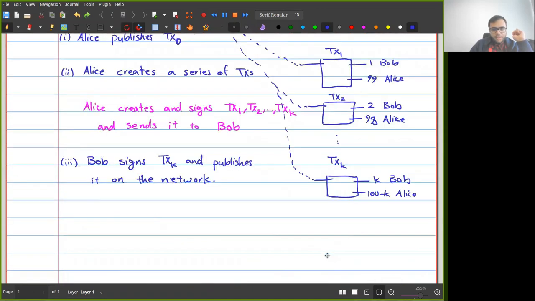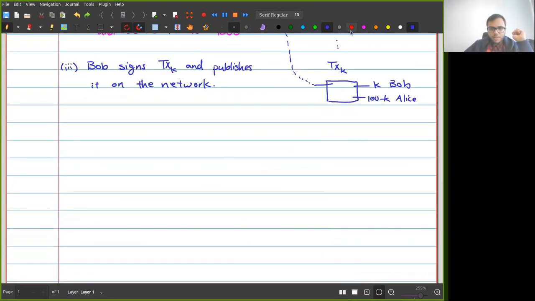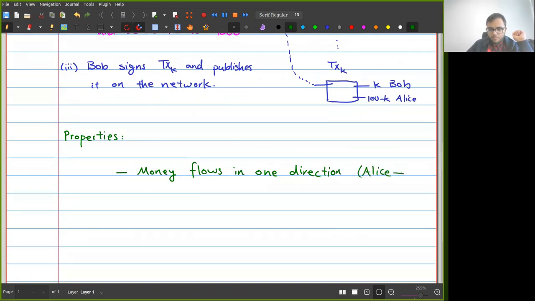So these are basically the properties we have, and we want to see how we can relax these and how we can make stuff better. So again, money flows only from Alice to Bob. So it flows only in one direction. And Bob can close the channel.